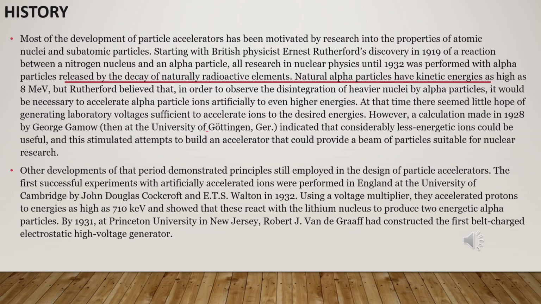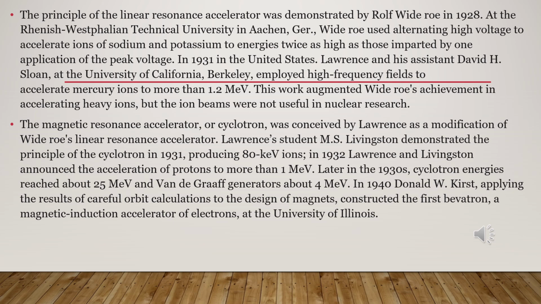And at Princeton University in New Jersey, Robert J. Van de Graaff has constructed the first belt-charged electrostatic high-voltage generator. According to previous history, the principle of the linear resonance accelerator was demonstrated by Rolf Wideröe in 1928 at the Rhenish-Westphalian Technical University in Aachen, where he used alternating high voltage to accelerate ions of sodium and potassium to energies twice as high as those imparted by one application of the peak voltage.